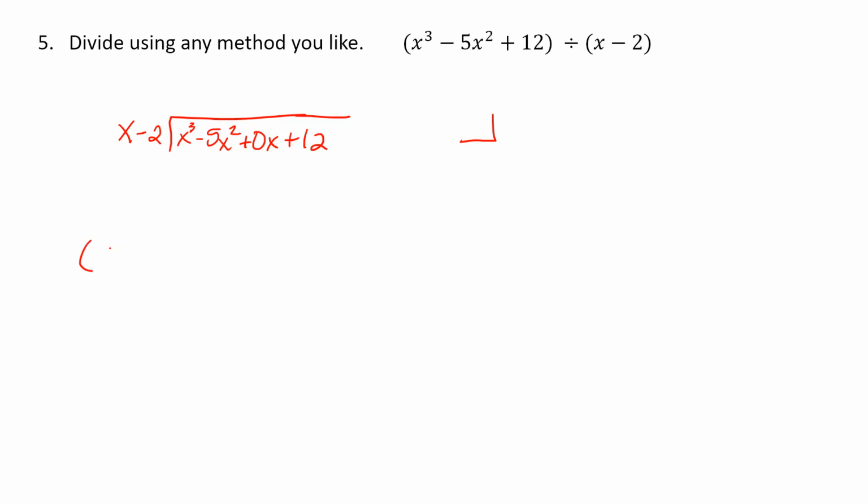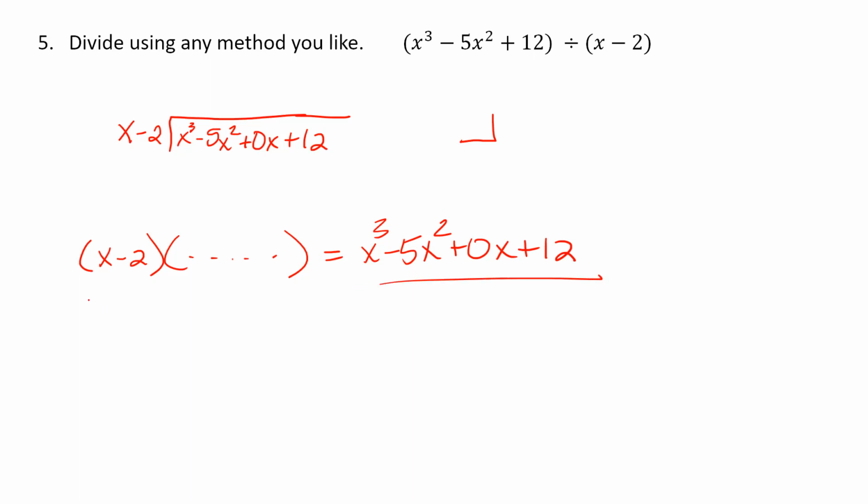Because you're looking for x minus 2 times something, and you want that to equal x cubed minus 5x squared plus 0x plus 12. That's what division is. You divide this by this, you will get a quotient. And when you use synthetic division, you're trying to find out what the zeros of the polynomial are. If x minus 2 is a factor of this polynomial, then the number 2 would be a 0 of the polynomial, because when you put in 2 for x, you get a 0 there. So the number that would go in this bracket is 2. That was confusing for some of you.